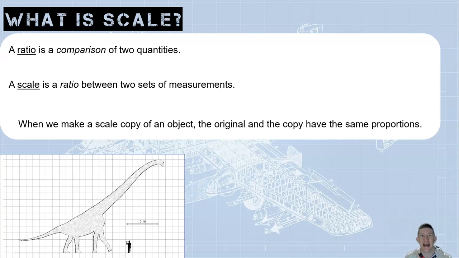When we make a scaled copy of an object, the original and the copy have the same proportions. So how much we scale a certain length of an image is equal for every part of the image. Otherwise we'd have this really deformed picture with like a giant head and a tiny body and things like that. And we just don't have that.